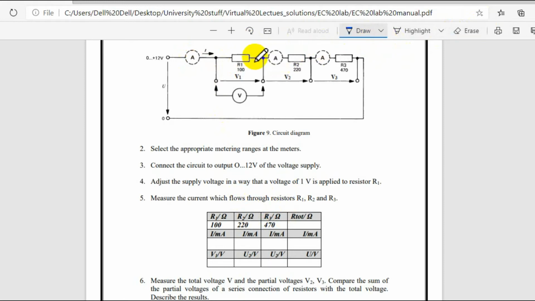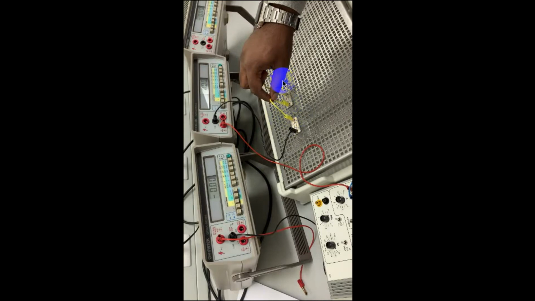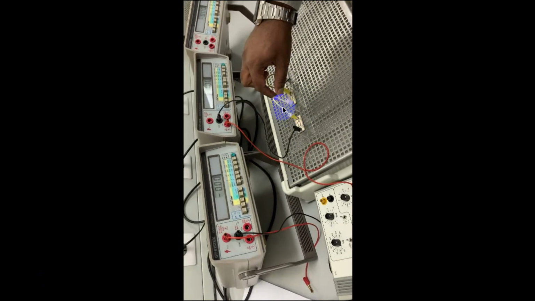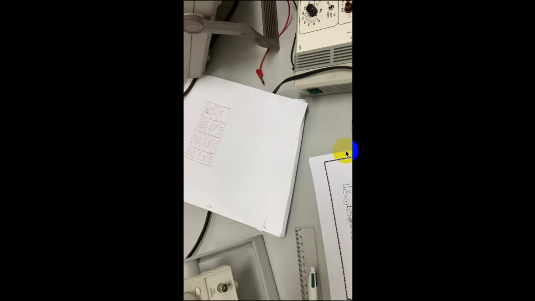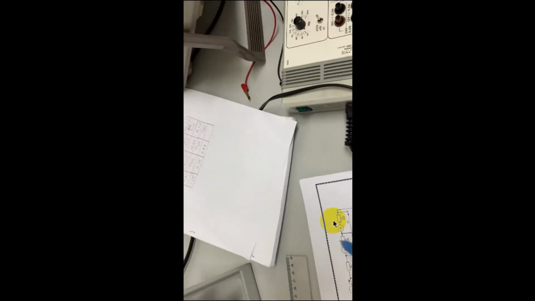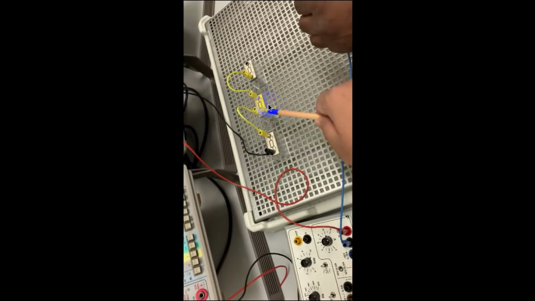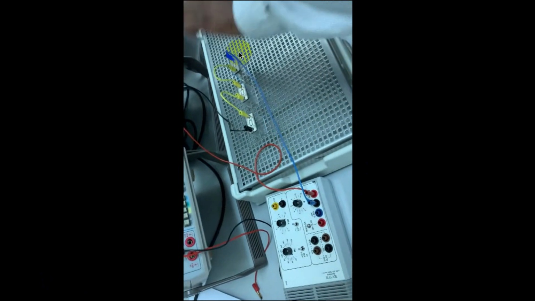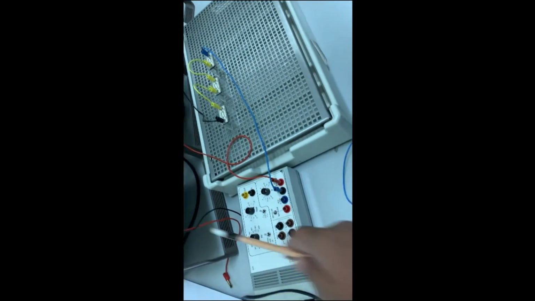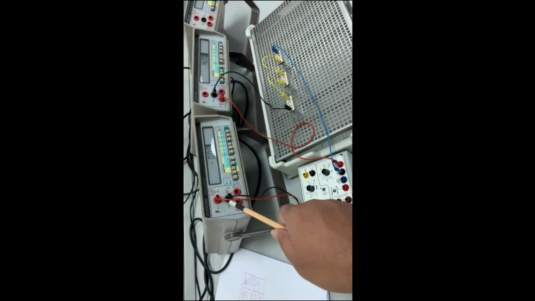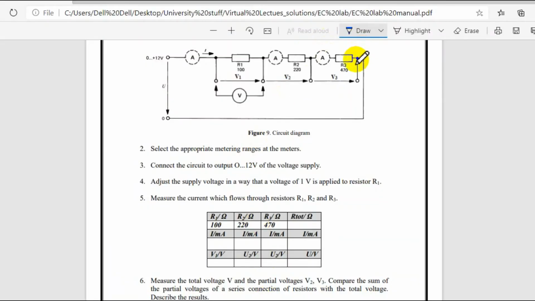There is no ammeter here, it is short, and this is also short. So when this is short, that means R1, R2 and R3 are connected in series, as it is shown here. From R3 it is being connected back to the 0. So this is your complete circuit.